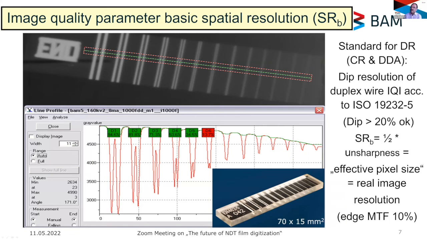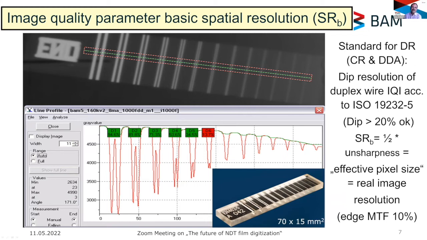The definition is given here. The definition of the basic spatial resolution is just half of the value of the unsharpness. And then you can think, because the unsharpness is defined by two pixels, that this is the effective pixel size. And it's also very well confirmed, meanwhile, that an MTF of an edge at 20% will give the readings of this SRb value.